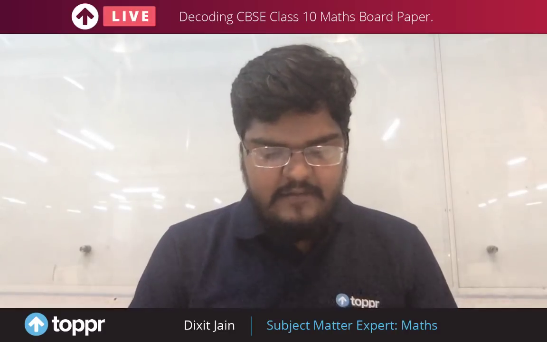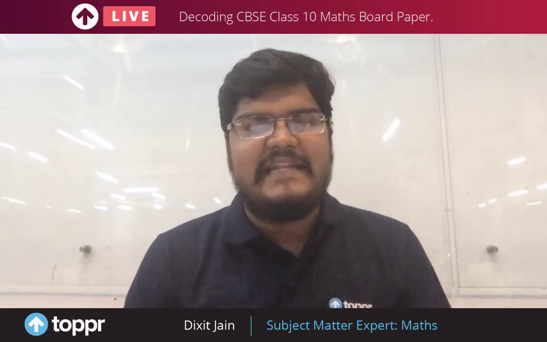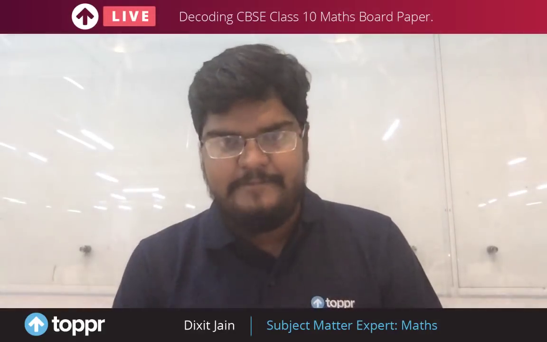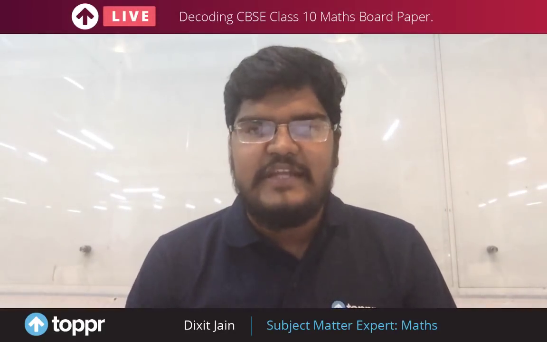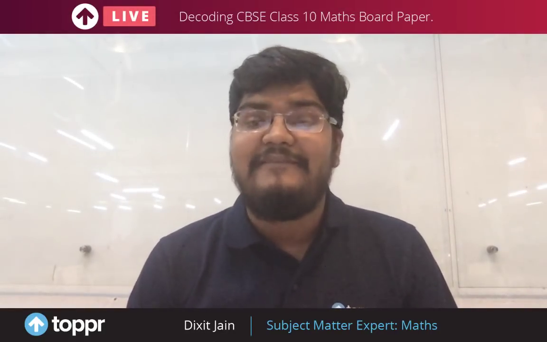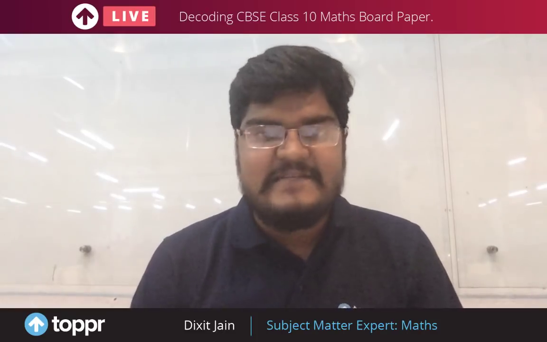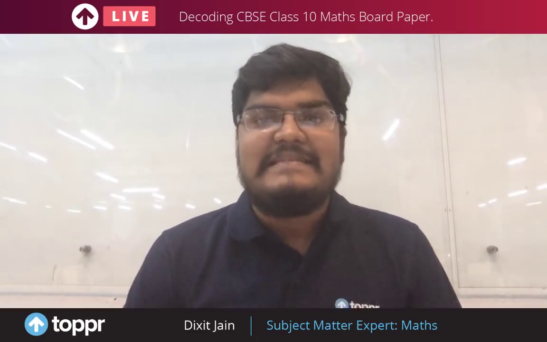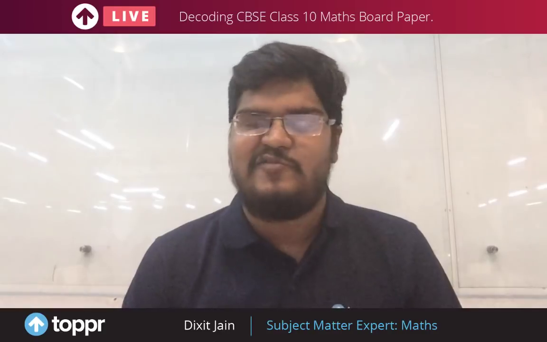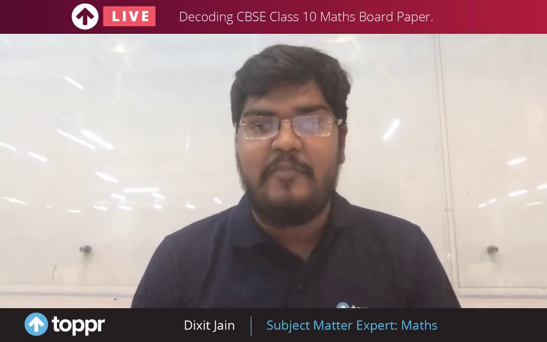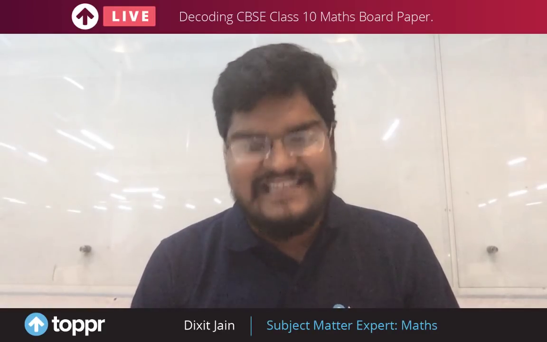Two different dice are tossed together. Find the probability of getting a doublet. So doublet means the same number coming up on both dice. 1,1, 2,2, 3,3, 4,4, 5,5 and 6,6 are the 6 possible cases out of 6 times 6, that is 36 total cases. So the answer would be 6 upon 36, which is 1 by 6.